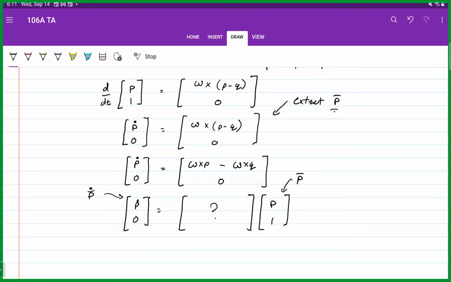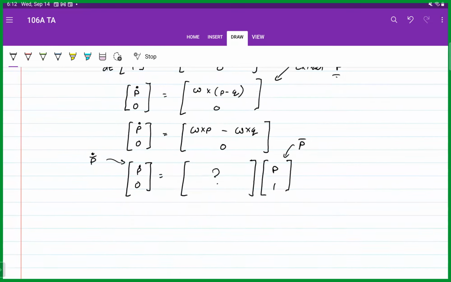No, sorry, no P bar for the one. Yeah, so P bar is just sticking a 1 underneath the vector, like if it's just a point in space. Yeah, so we put a 0 underneath because the derivative of 1 is 0. Okay, cool.